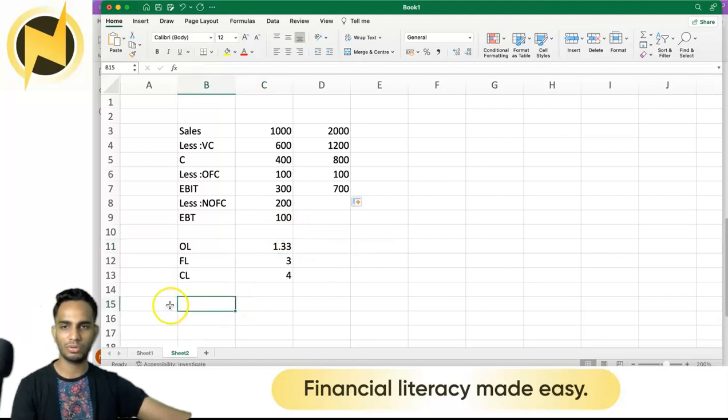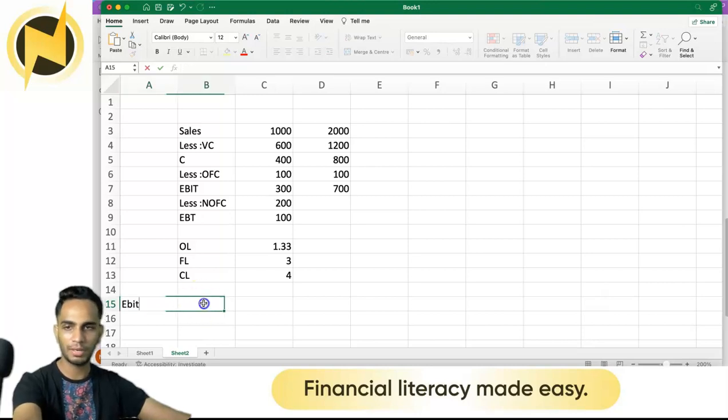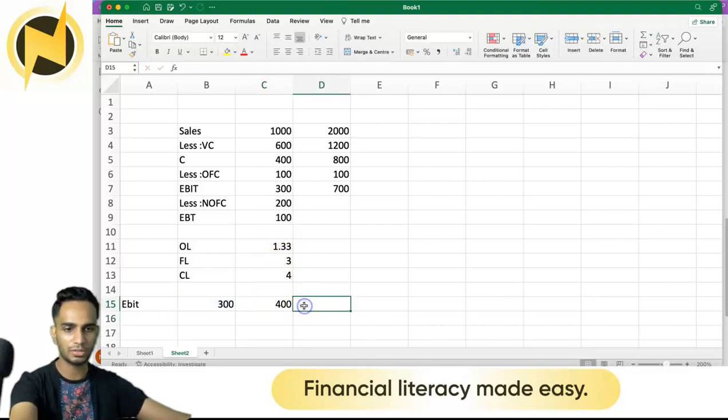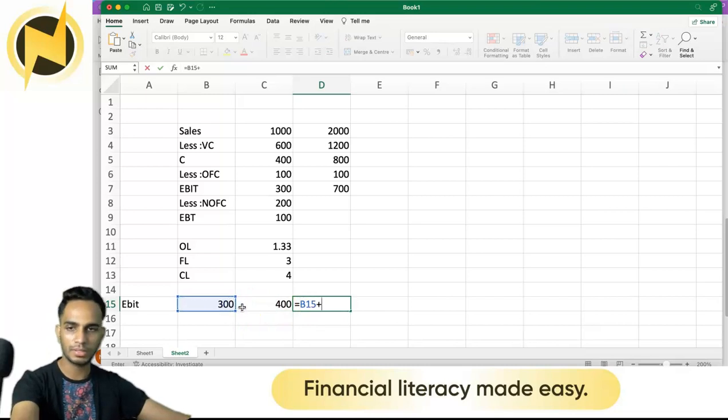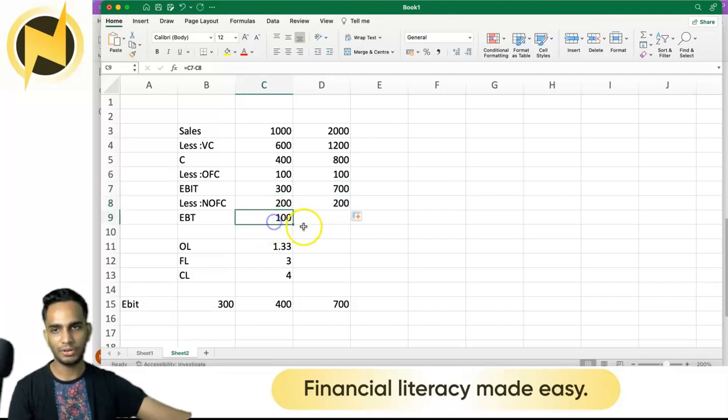Now let's check whether EBIT has moved based on 1.33 times. What was our EBIT? Our EBIT was 300. Correct? It's supposed to move 1.33 times. 1.33 times of 300 is 400. So what is 300 plus 400? 700. Did EBIT move accordingly? Yes, most certainly. Now, non-operating cost is the same, and your EBT becomes 500.